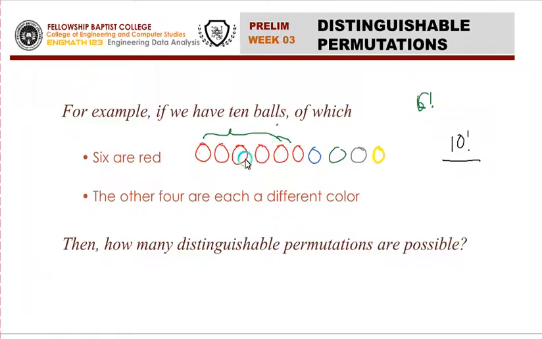So we have 1, 2, 3, 4, 5, 6. That is 6 factorial. This is now your permutation. So kung pila na di ang answer, this is your distinguishable permutation.